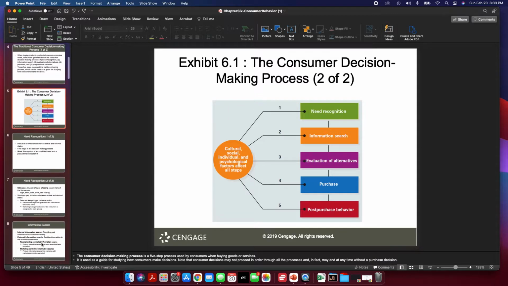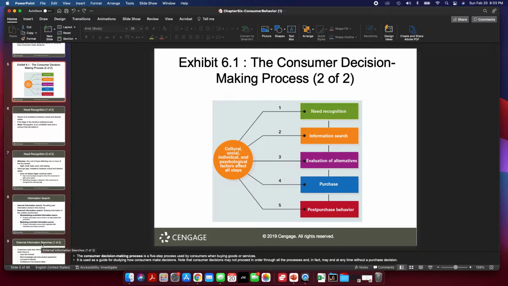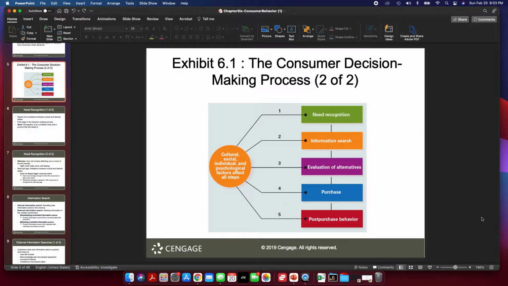So let's take a look at it. I love seeing this in a graph, and the book does a great job of breaking this out into more of a graph. So I want you to take a look at this image. First step is need recognition. Again, second step, information search. Evaluation of alternatives, purchase and post-purchase behavior.